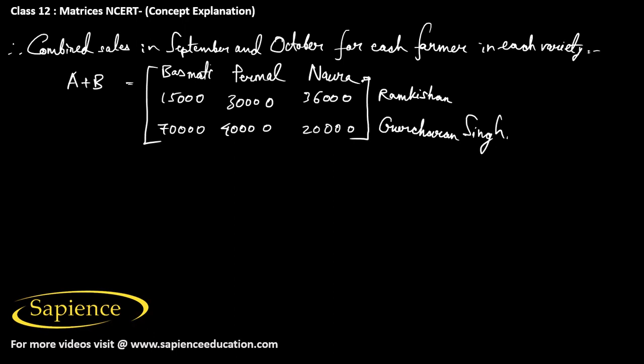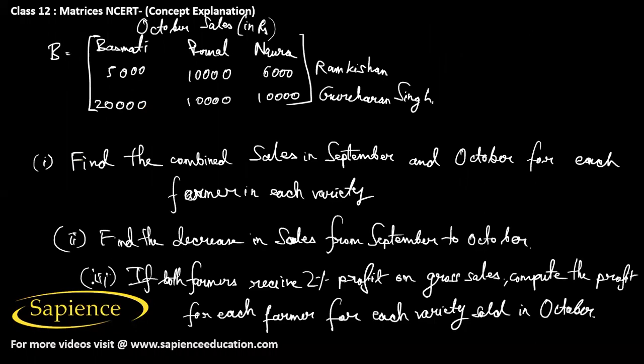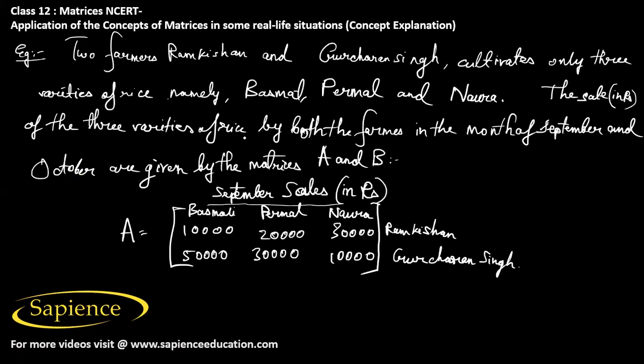So these are the combined sales of September and October for each farmer and in each variety. This is the answer for part 1. Then in part 2, the question asked is to find the decrease in sales from September to October. So from September to October, the sales has decreased.